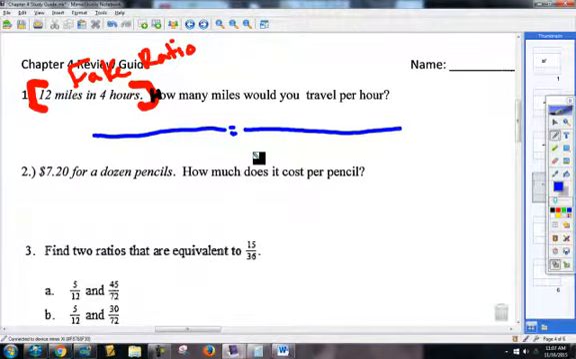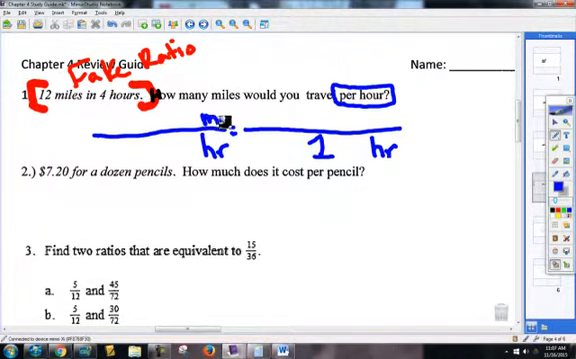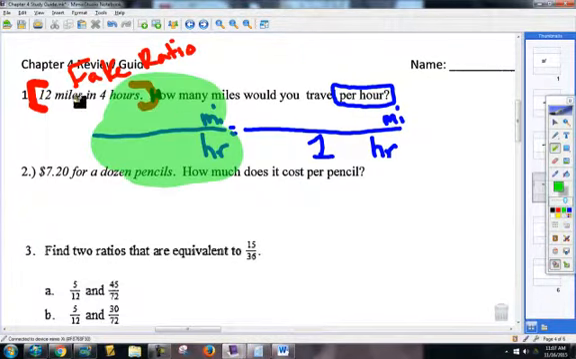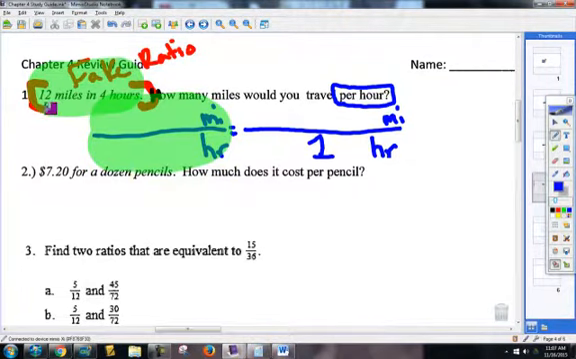Now, it's how many miles would you travel per hour? Doesn't that mean in 1 hour, guys? Yes. So because of that, where does one always go in my proportion? Bottom. Bottom right, good. Now I know that my label here is going to be hours. In hours, that means that miles must be on top. Okay? Now remember, the first ratio, this one here, is always going to be the fake ratio, right? So you just make sure that you have the number with the correct label. So 12 miles is going to go there. 4 hours is going to go there.